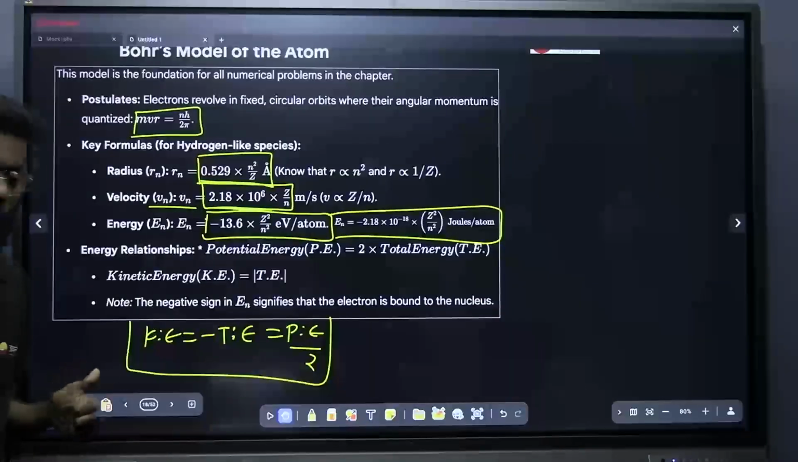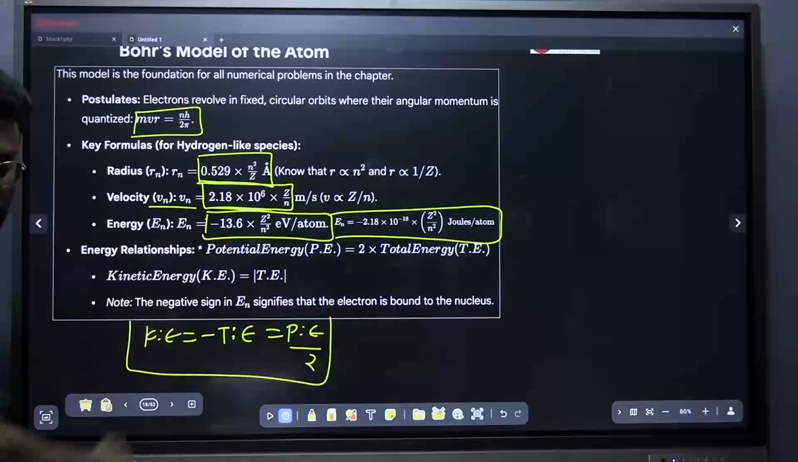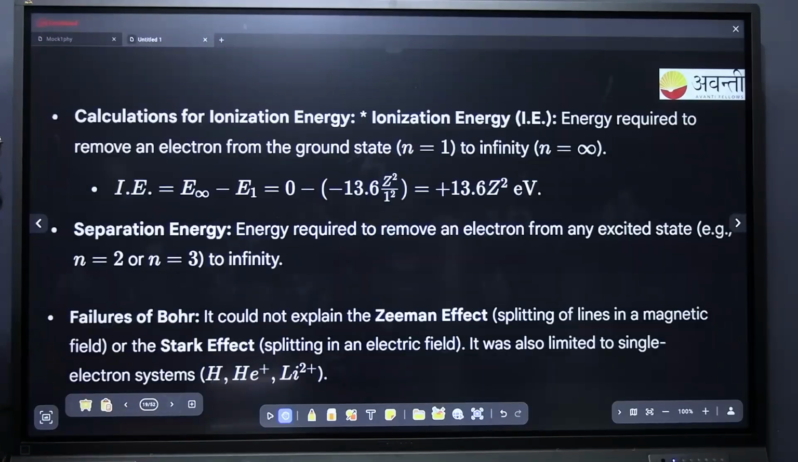Shall I move? Are you done? Take a screenshot. Move it. I think you already know these equations. If you already have this equation, no need to write it. Okay, we'll be moving on.